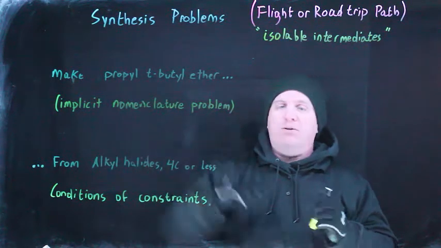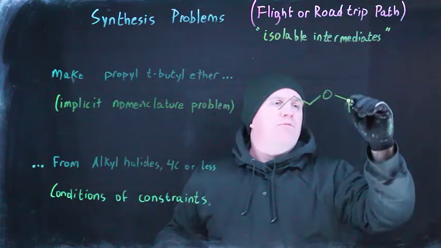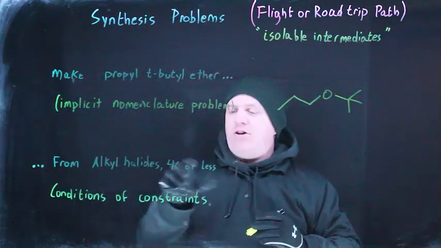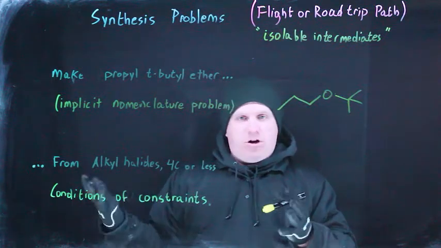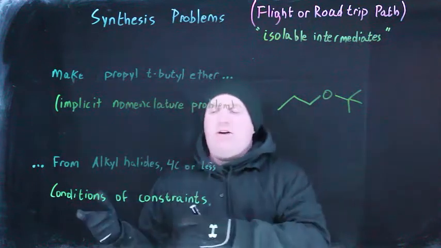So if you see propyl t-butyl ether, you then need to interpret it as a propyl with a t-butyl on the far side and an oxygen joining those two. There's frequently constraints from alkyl halides 4 carbons or less, which are conditions or constraints. So you can't use alcohols unless you show how to make those alcohols from the halides.